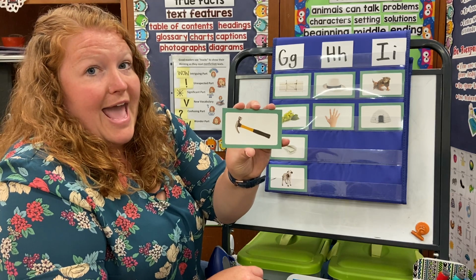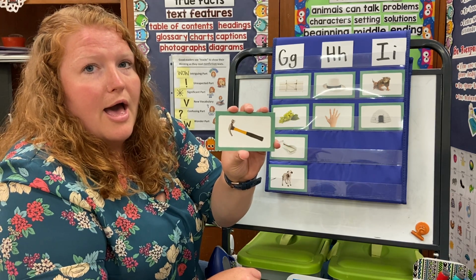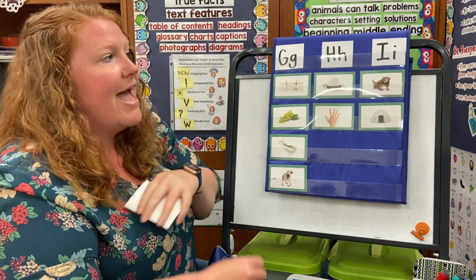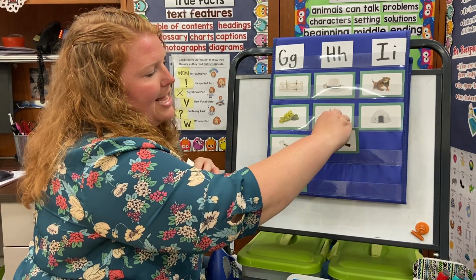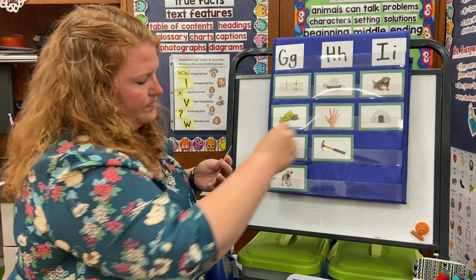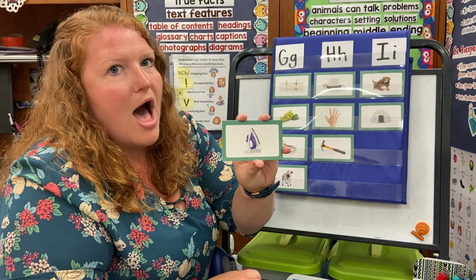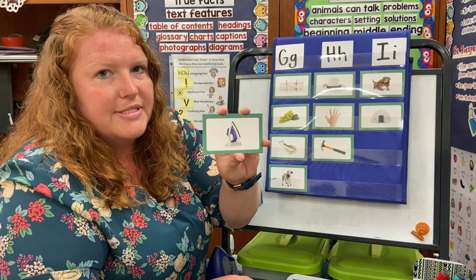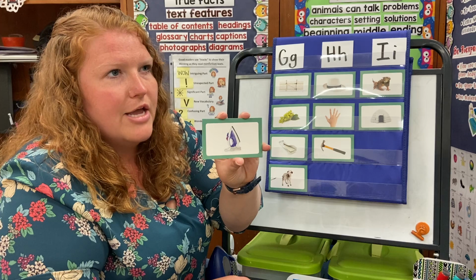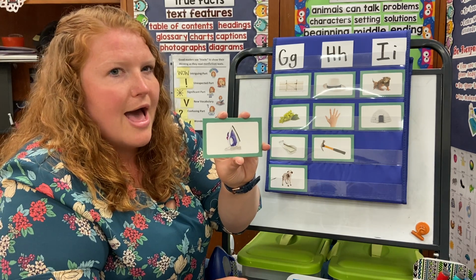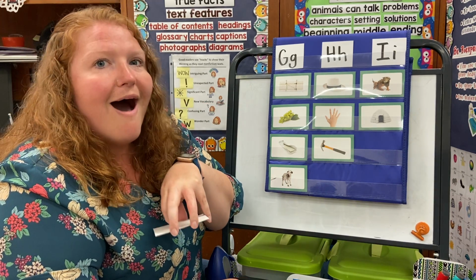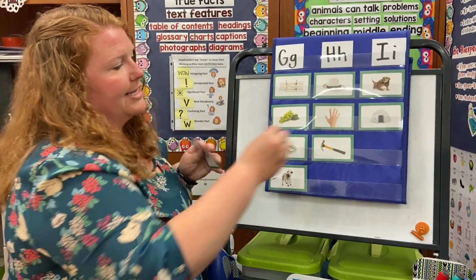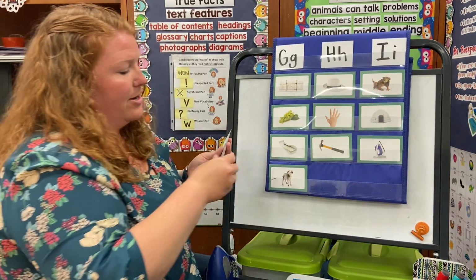Next we have a hammer. Say hammer. What sound do you hear? H. Hammer, like hat, hand, hammer. Next we have an iron. Say iron. What sound do you hear at the beginning? What letter says I? I. Remember, it can say I, like igloo and iguana, and it can say I, like iron.